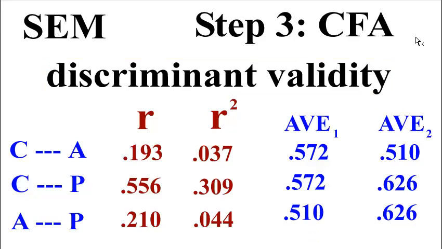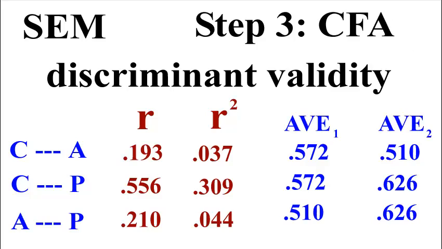Discriminant validity is looking to see that the constructs are measuring different things. That's what the discriminant part means. In other words, competency is measuring something different than attitude, and again, something different from preparedness. That's the discriminant part.